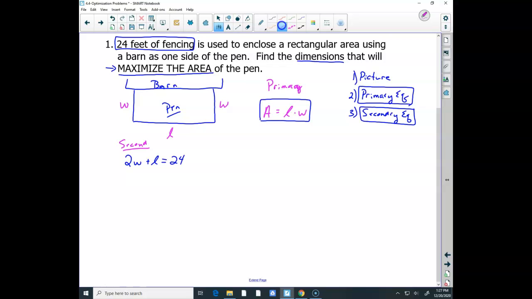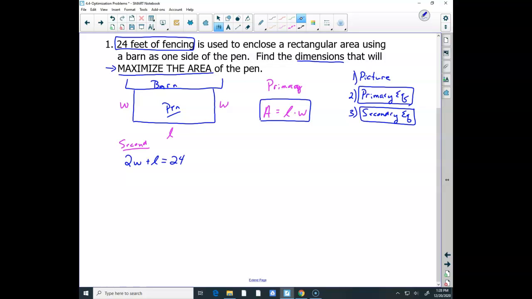So what we're going to do is obviously we're going to have some choices here. I need the dimensions of this thing. Well, check it out. I can take my secondary equation and solve it for either W or L, because what we're doing is creating a system of equations here, okay? And our secondary equation we are always going to use to substitute into our primary equation, so our primary equation is going to be in terms of one variable.